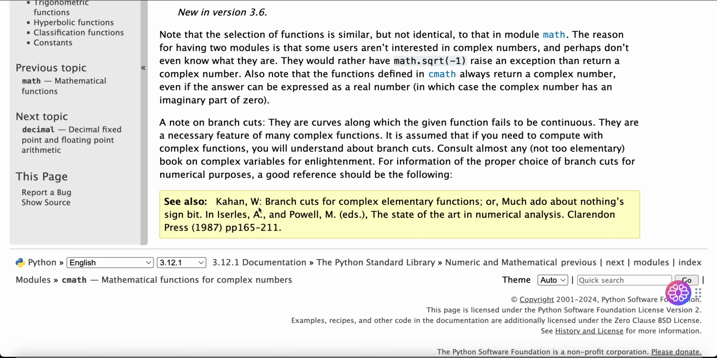Kahan, W.: Branch cuts for complex elementary functions, or much ado about nothing's sign bit. In Iserles, A., and Powell, M. (eds.), The State of the Art in Numerical Analysis. Clarendon Press.